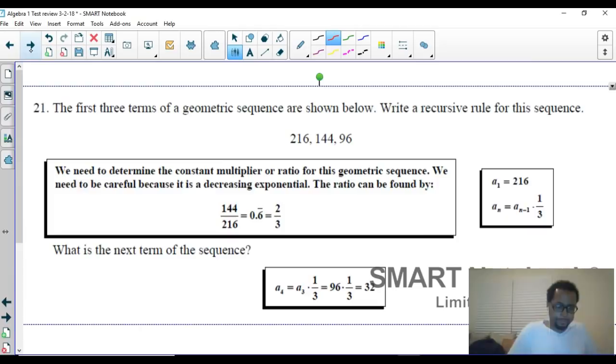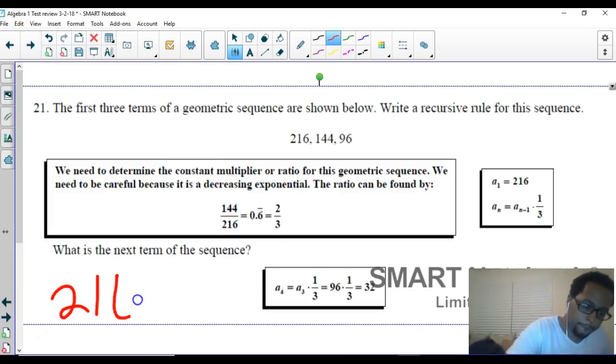Last question. The first 3 terms of a geometric sequence are shown below. Write a recursive rule for this sequence. So we're kind of going a little bit backwards. Now, the first thing you need for a recursive rule is the first number. The first number is what? If I look at the first number, it's 216. Okay? So, based on the fact that I know it is 216, I'm now going to do the same rule we have talked about.